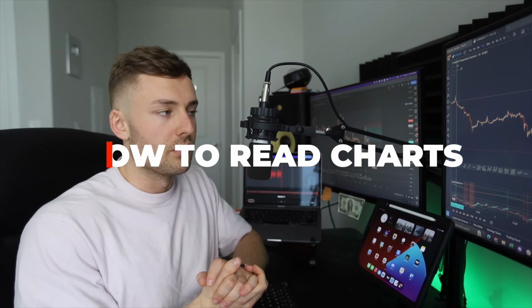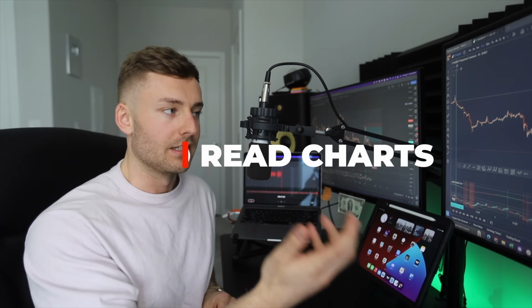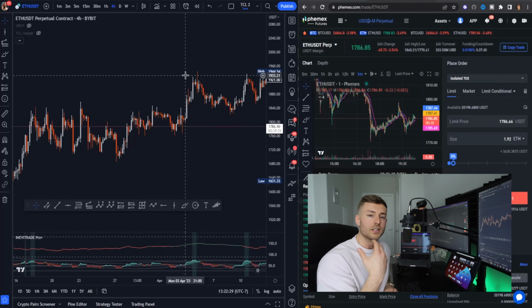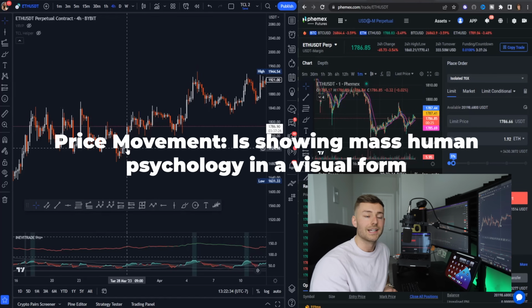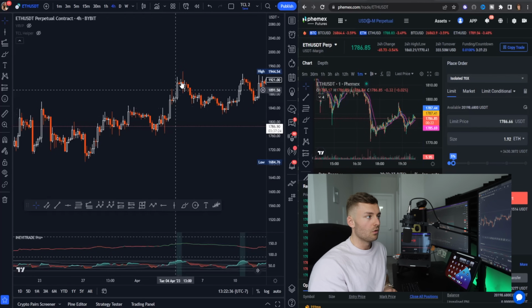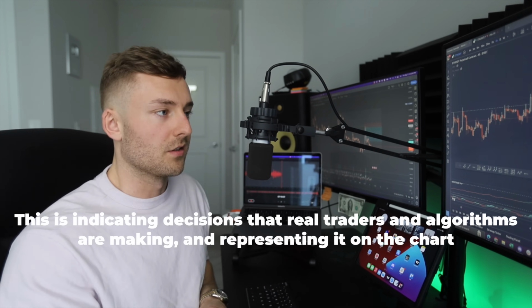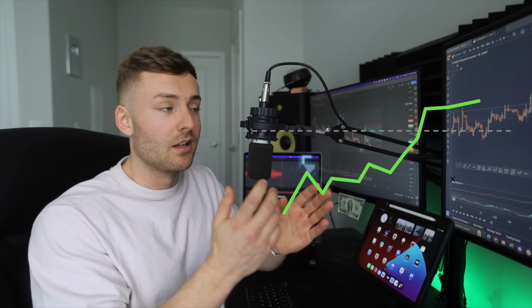So I think one of the most important things for any person getting into trading is understanding what a chart is actually representing and how do we accurately read it. So what we have to remember is, even though this looks like a bunch of lines on a graph, what this is showing us is an aggregation of mass human psychology and people buying and selling. So when we're looking at individual movements on this graph, this is indicating decisions that real traders and algorithms are making and representing to us on the chart. So there are ways that we can read this, there are ways that we can quantify this and put ourselves in a position where we can start to make money looking at these patterns.